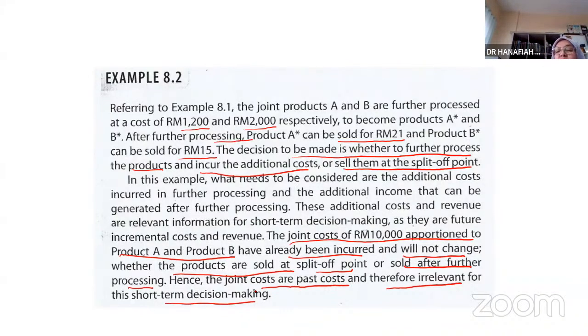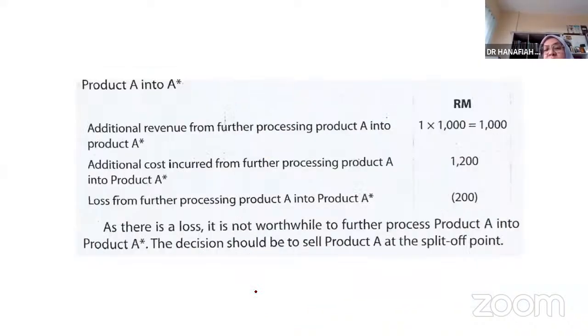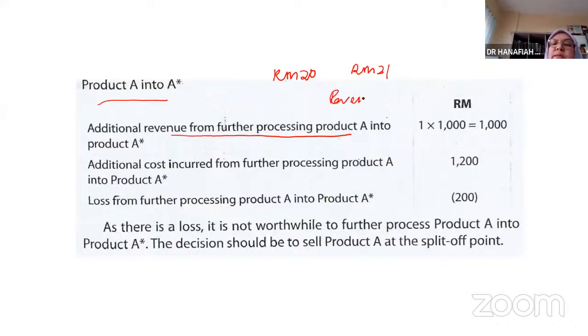So whatever you need to decide now is based on the further process. Let us look at the further process. Let's say you continue from A to A asterisk, additional revenue. If you sell at the split-off point, the selling price is 20. However, if you proceed, you can sell at 21.